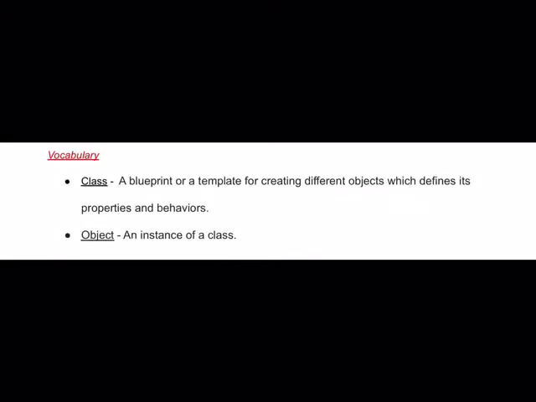Today we're going to be learning about classes and objects. A class is a blueprint or a template for creating different objects, which defines its properties and behaviors. An object is an instance of a class.